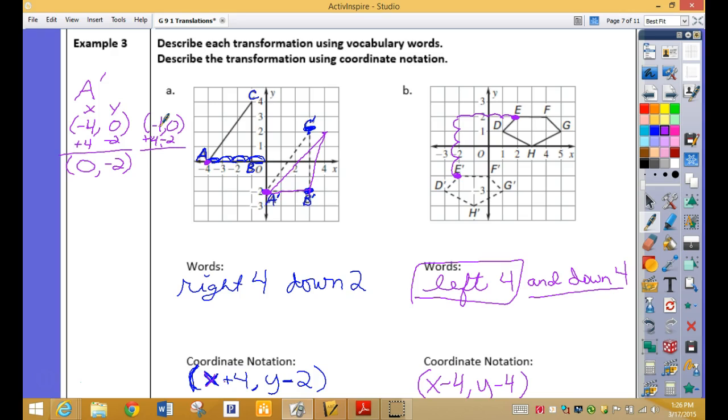Come on, integers, battle. What is it? 3 and 0, minus 2? Is that where my B was at? 3, negative 2? 3, negative 2. So you can find your points even if you didn't have a graph by following your coordinate notation, the directions on how to slide it.